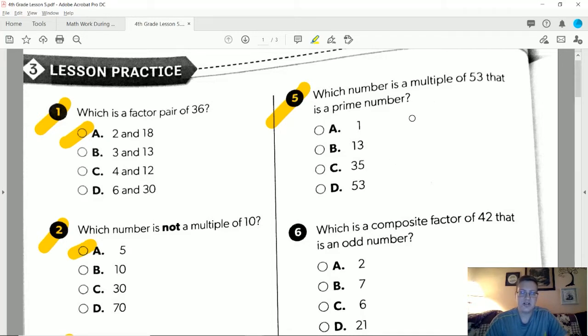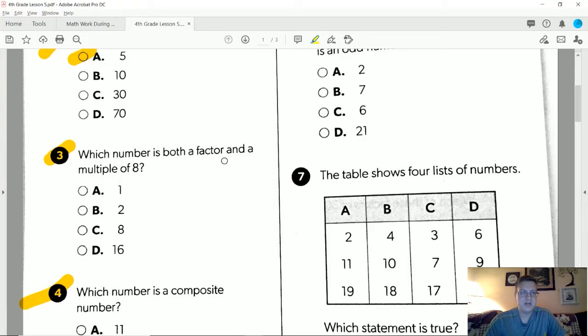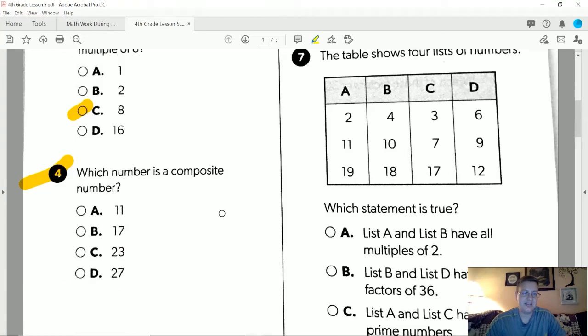Number 5, which number is a multiple of 53 that is a prime number? So the only number I can count by 53 to get to is 53 here. So that would be letter D. Number 3, which number is both a factor and a multiple of 8? So to be a multiple of 8, I have to count by 8 to get to that number. And to be a factor of 8, I have to multiply 8 times another number to get there. And that would just be letter C.